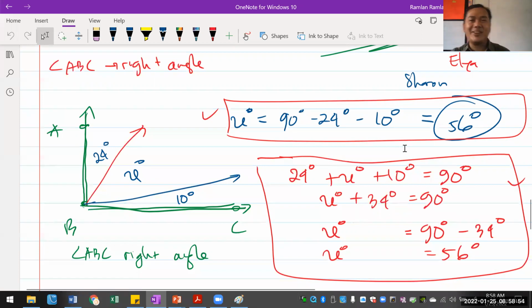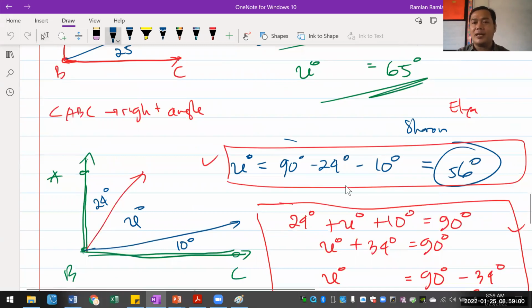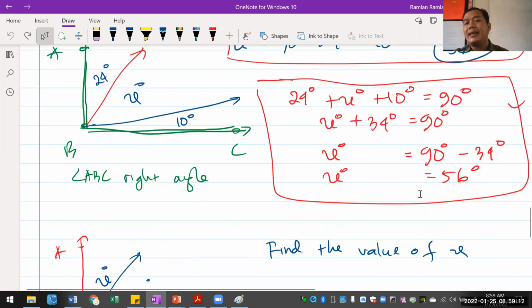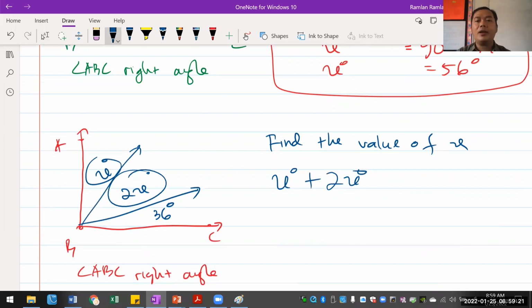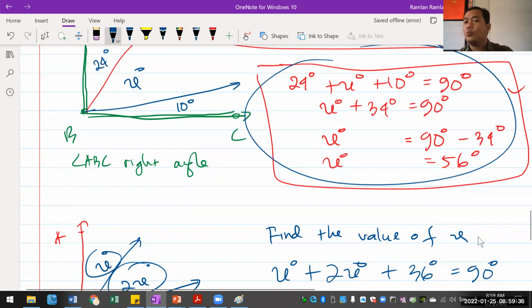Okay, next, guys. So for this question, you cannot do it straightly like this. We have to do it like this. How? The first thing we need to do is, because we know that when we add all the angles, it will be 90 degrees, we can write down like this: x, this one, plus 2x, this one, plus this one, equals 90 degrees. This is the first thing you need to write down. That's why I am giving you an example on how to write it down in a more systematic way.